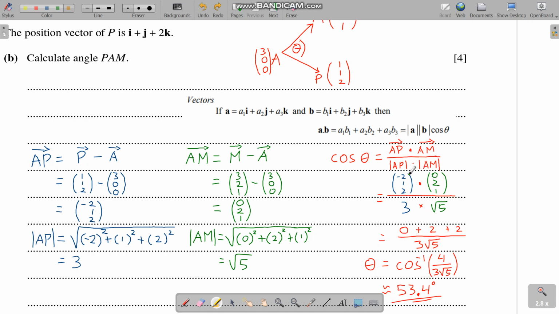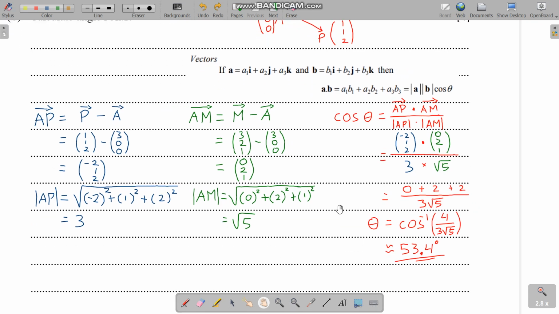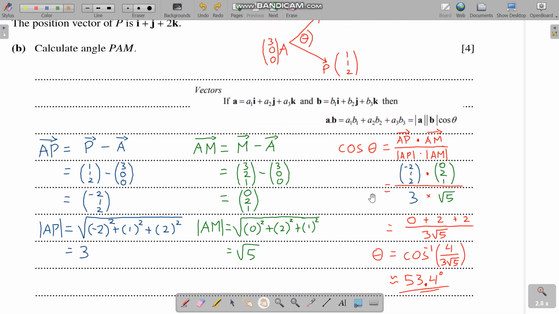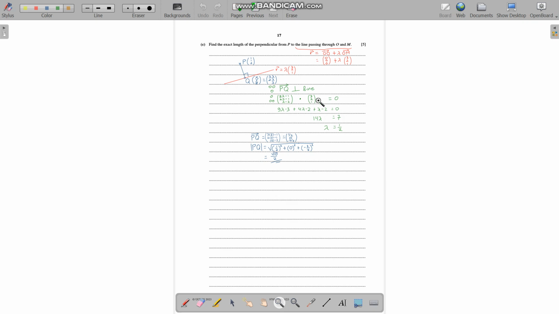Now when you do the dot product, just like this formula here, the dot product is minus 2 times 0, which is 0. 1 times 2, which is 2. And 2 times 1, which is 2. So this is the dot product, 4. So we have cos theta equals 4 over 3 root 5. To find theta, of course, we do inverse cos. Use a calculator in degrees, we get 53.4.